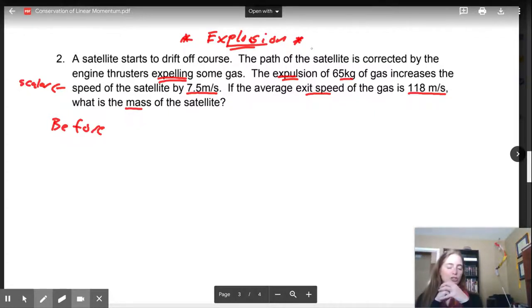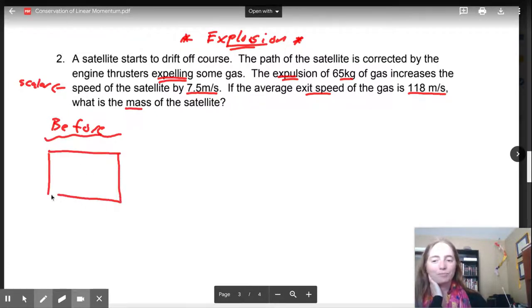When you have an explosion, it doesn't have to be something cool like a firecracker. It can just be like this. You have the gas and the satellite together, and the satellite's going to throw out some of the gas, which will, of course, by Newton's third law, change the direction of that satellite. Okay? All right. So beforehand, you have the satellite, which is the rectangle.